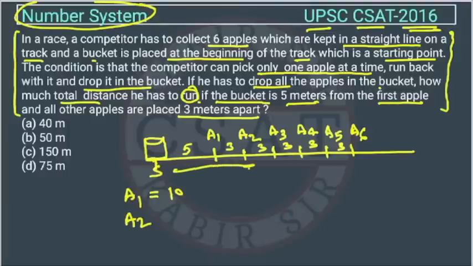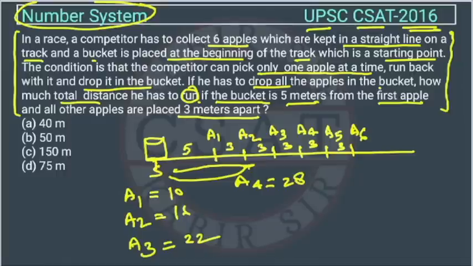So first they will go like this and they will come back. So the distance will be double. So double will be 5 3 plus 8 into 2. So this will be 16. Similarly for apple 3, the distance will be 22. Similarly for apple 4, distance will be 28, right?